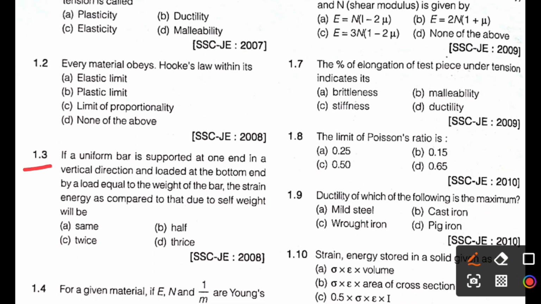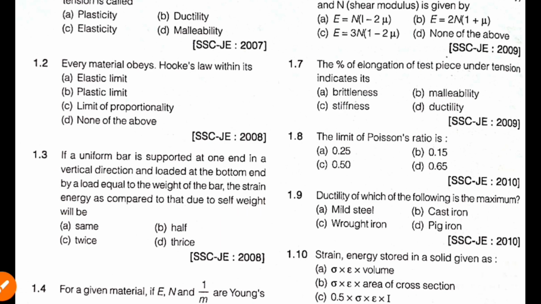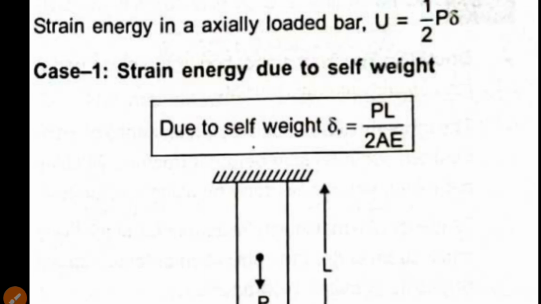Then the third question. If a uniform bar is supported at one end in a vertical direction and loaded at the bottom end by a load equal to the weight of the bar, the strain energy as compared to that due to the self weight will be asked. So one is the self weight and the other is the load. The options are the same, half, twice, and thrice. Let's solve this question: strain energy.